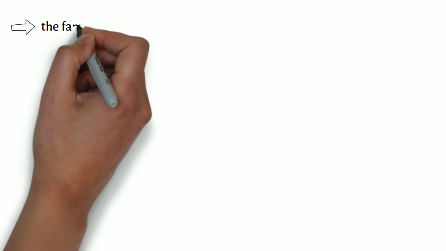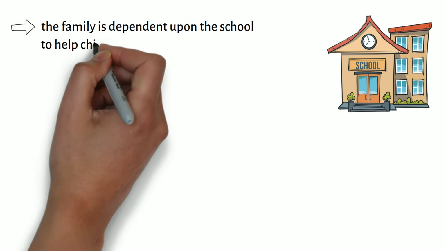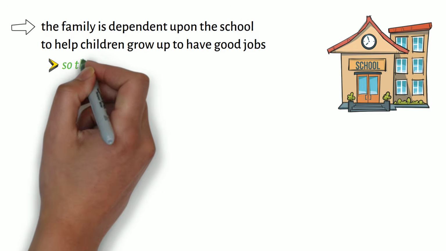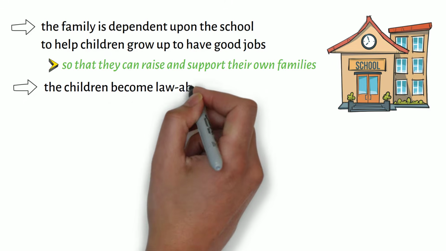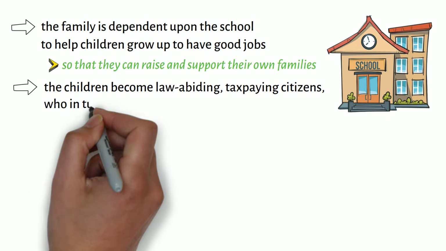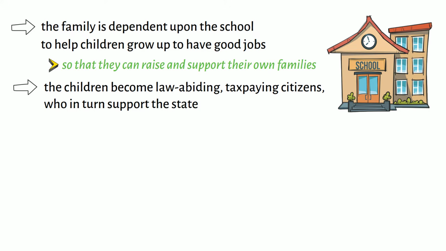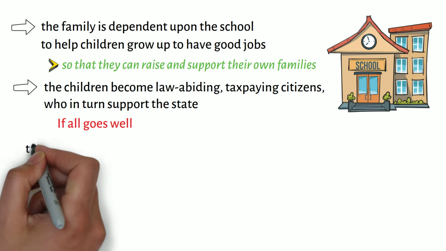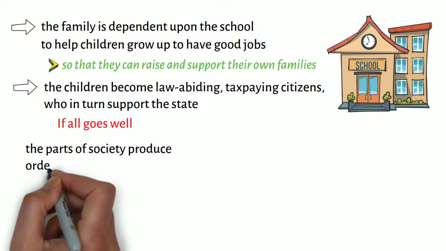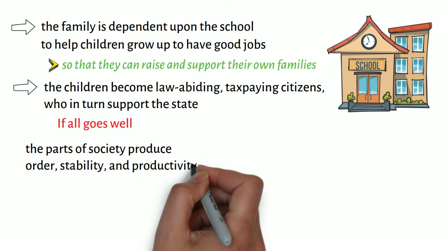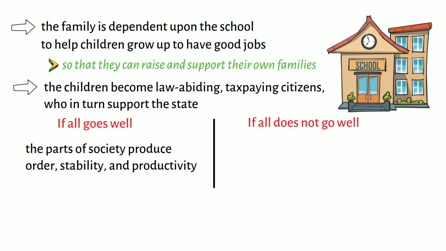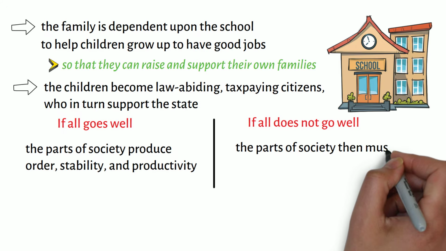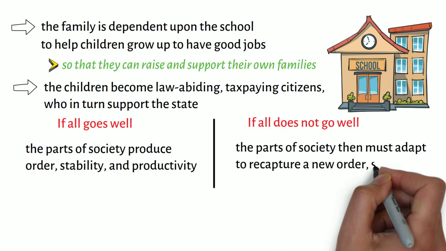That is, the family is dependent upon the school to help children grow up to have good jobs so that they can raise and support their own families. In the process, the children become law-abiding, tax-paying citizens, who in turn support the state. If all goes well, the parts of society produce order, stability, and productivity. If all does not go well, the parts of society then must adapt to recapture a new order, stability, and productivity.